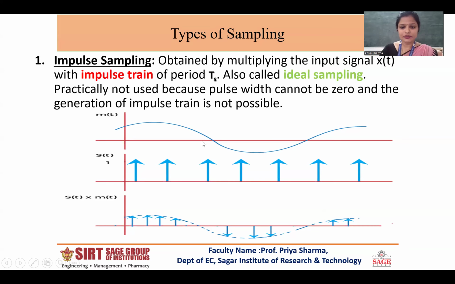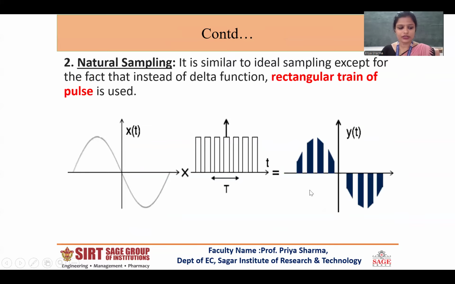So there you can see from here that we cannot generate a pulse having the width equal to zero. It is next to impossible, and this is how the modulation can be obtained. But this is not used. So we use either natural sampling or flat top sampling.